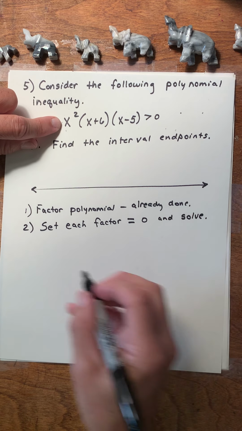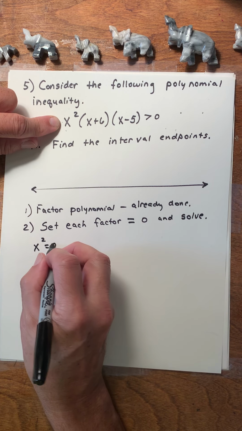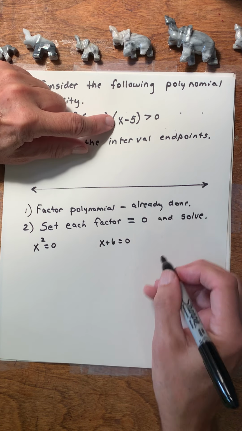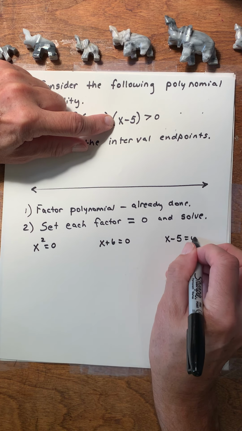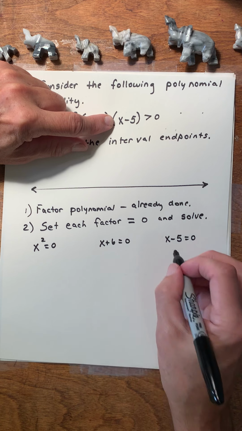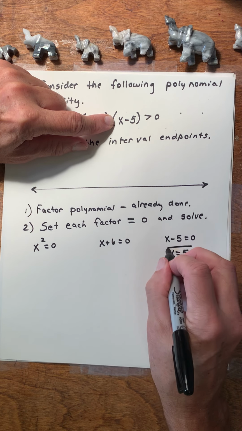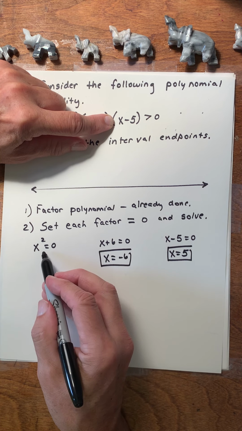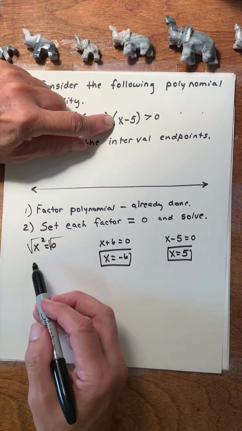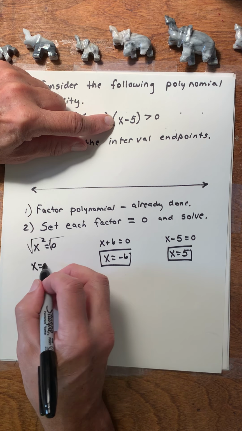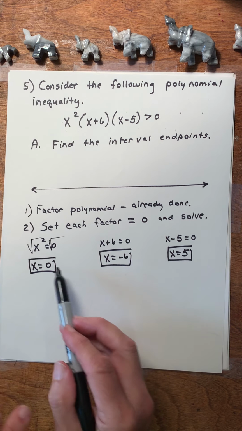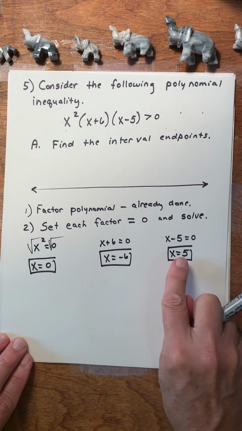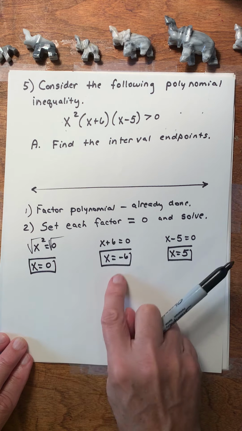All right, here's the first factor. X squared equals 0. Here's the second factor. And here's the third factor. Set them each equal to 0 and solve them. This is easy. X is 5. This is easy. X is -6. How do I do this guy? Well, take the square root of both sides. Square root of x squared is just x. Square root of 0 is 0. That wasn't hard either. So these are my interval endpoints: 0, -6, and 5.